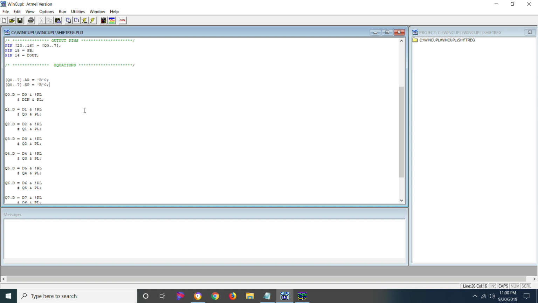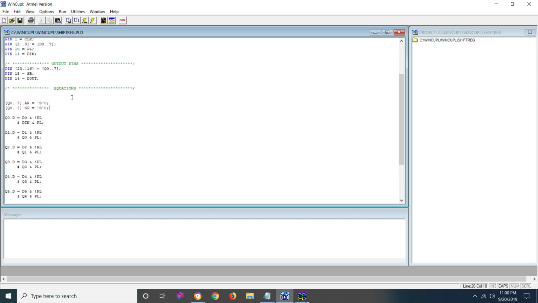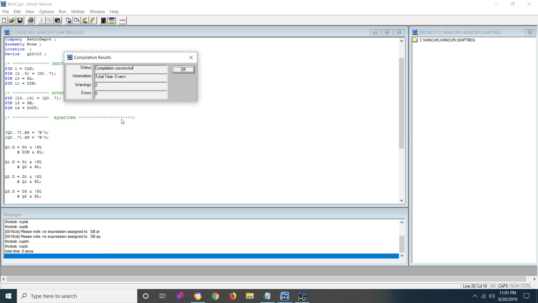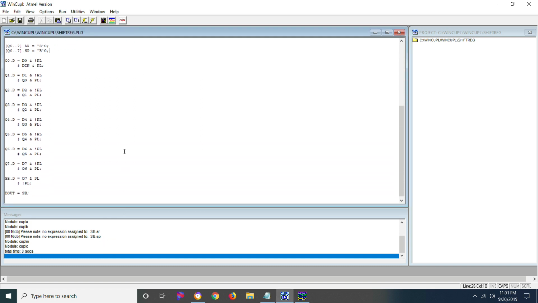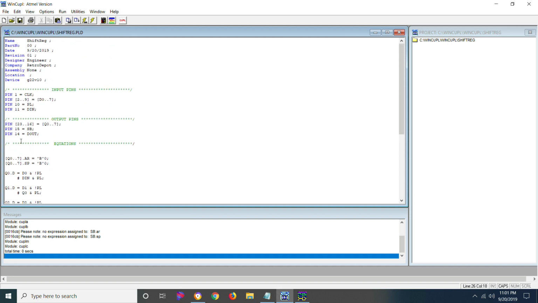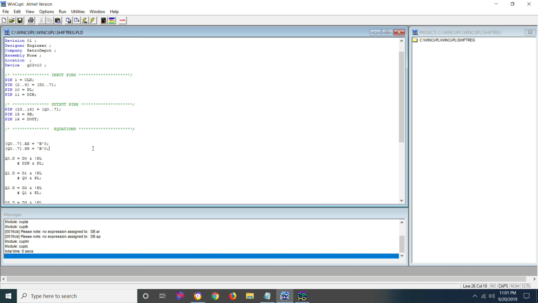Okay, so if we compile this at this time, we shouldn't have any problems with this. So we're going to go ahead and save it, and we're going to try compiling it. We did get 2 warnings. There is no expression assigned to SB, so that is something that we need to take into consideration, as well as for DOUT. DOUT, we also need to do that. So let's go ahead and do that now.